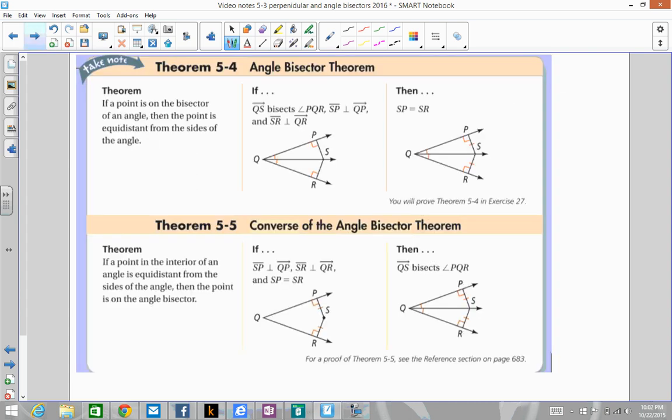All right. Here are the two theorems that have to do with angle bisectors. The angle bisector theorem here says that if a point is on the bisector of an angle, then the point is equidistant from the sides of the angle. So if QS bisects angle PQR, and SP is perpendicular to QP, and SR is perpendicular, so as long as these segments are perpendicular, then we know that these two segments here have to be congruent.